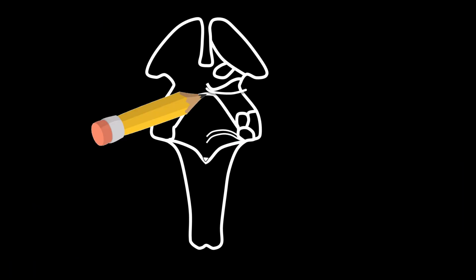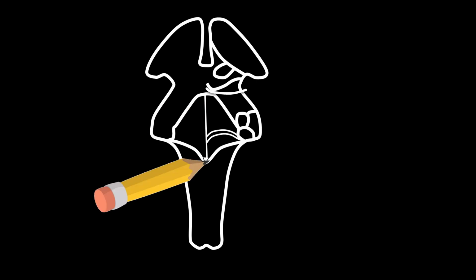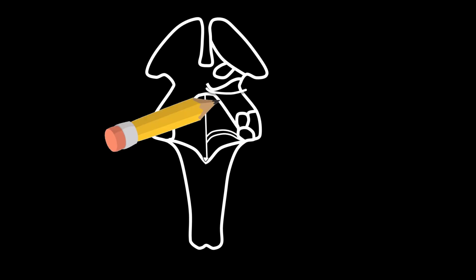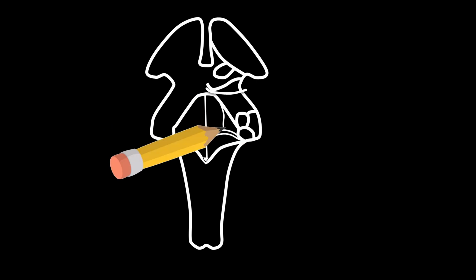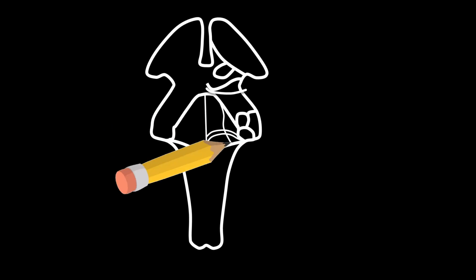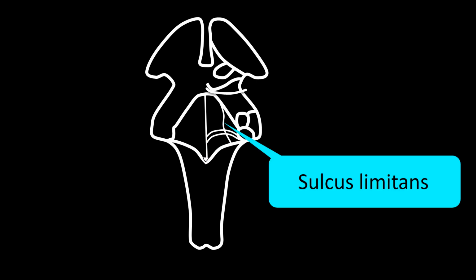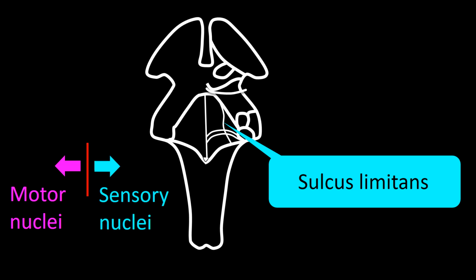Now we go to the mid portion of the roof of the rhomboid fossa and draw a vertical line down. This is the median sulcus. To the side of the median sulcus, we draw a line going down all the way till it is no longer seen within the rhomboid fossa. This is a very important line. It represents the sulcus limitans. I have now added a red vertical line to represent a rather hard division between location of the motor nuclei and the sensory nuclei. This red line is the sulcus limitans.